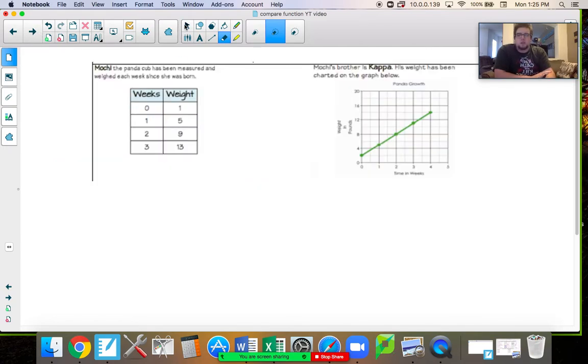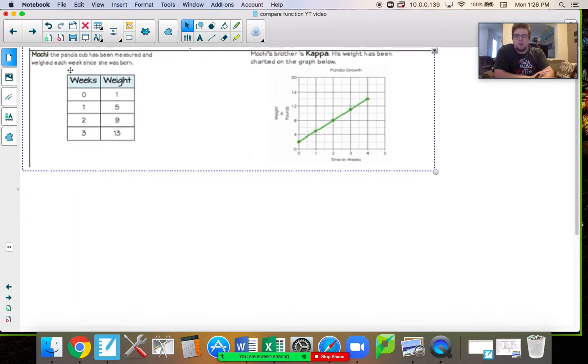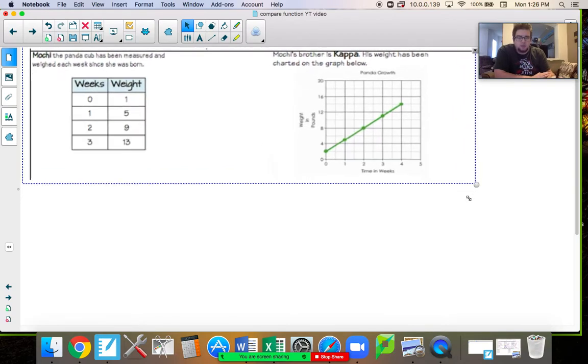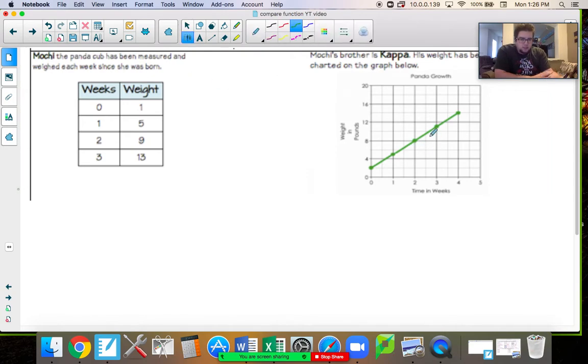So here's our first problem. Mochi, the panda cub, has been measured and weighed each week since she's been born, recorded in this table. Her brother, Kappa, has been recorded on this table. So to compare them, looks like this one is definitely a linear equation. We want to double check to make sure this one's linear. That'll change things if it isn't.